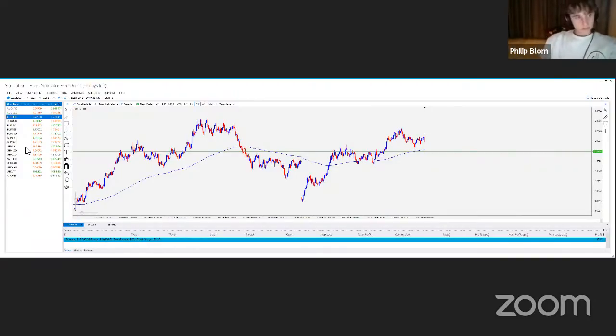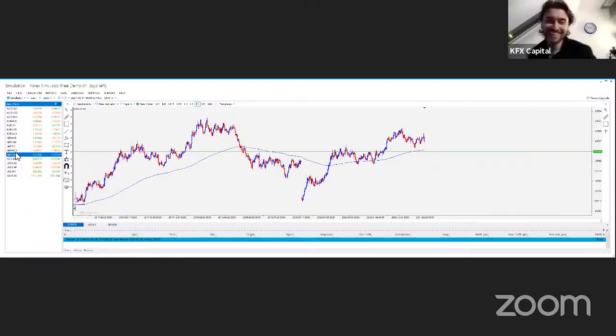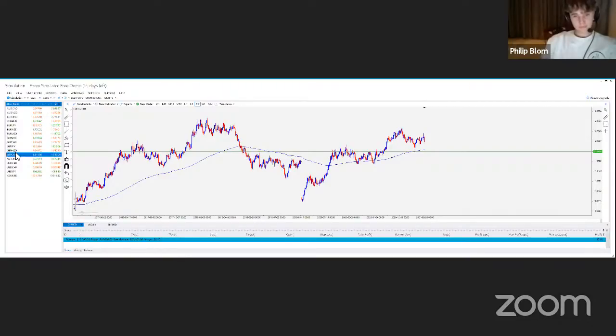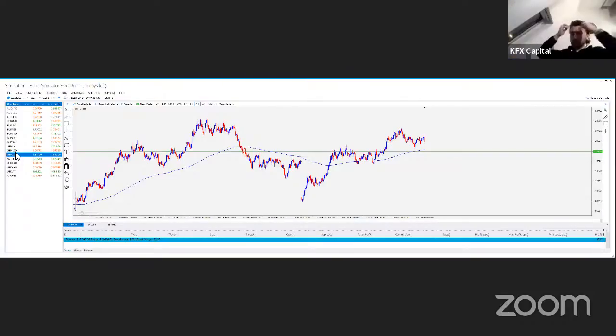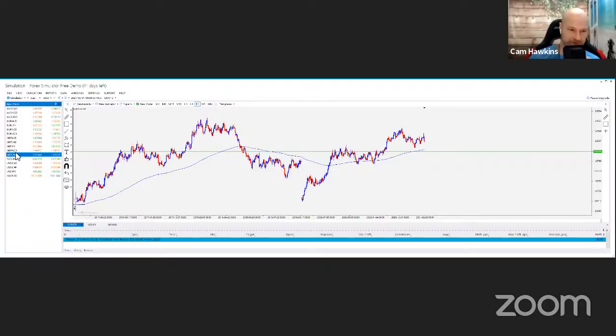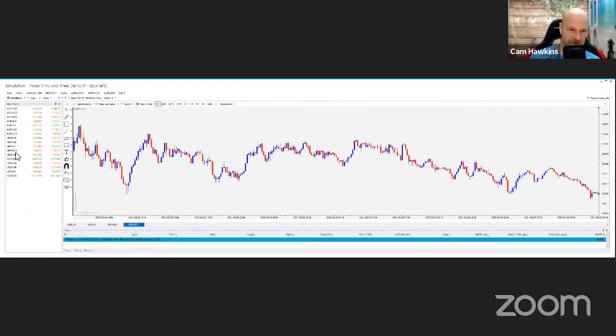GBP/USD. You literally just picked your own here. No. Because if I would have downloaded all of them, that would be like a couple more gigabytes. Okay, that's cool. GBP/USD is fine. Sure. Okay.